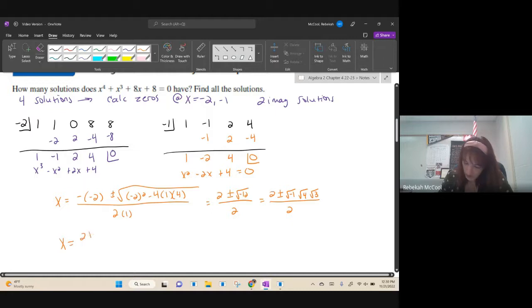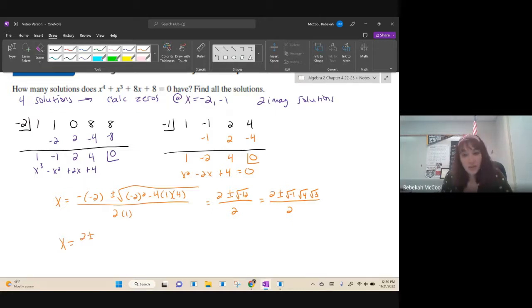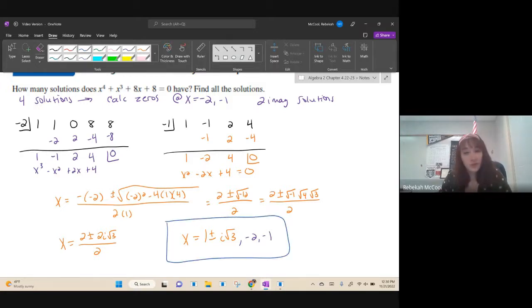We've got 2 plus or minus. The square root of -1 becomes i, and the square root of 4 becomes 2. We'll have 2i square root of 3, all still over 2. Now we can look at actually dividing. So 2 divided by 2 is 1, plus or minus 2i divided by 2, which is going to be an i, and we still have our square root 3. So there's the 2 imaginary solutions. We include our original 2 solutions of -2 and -1, and that gives us the 4 solutions we know we're supposed to have.